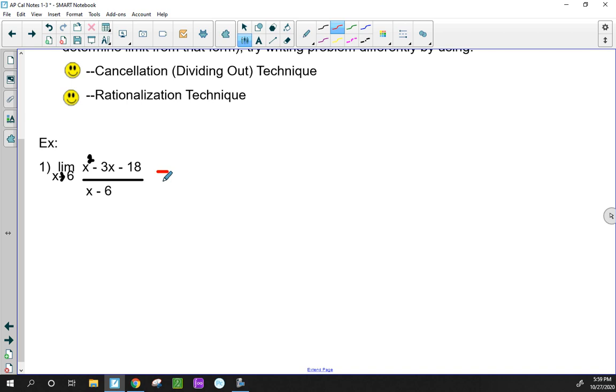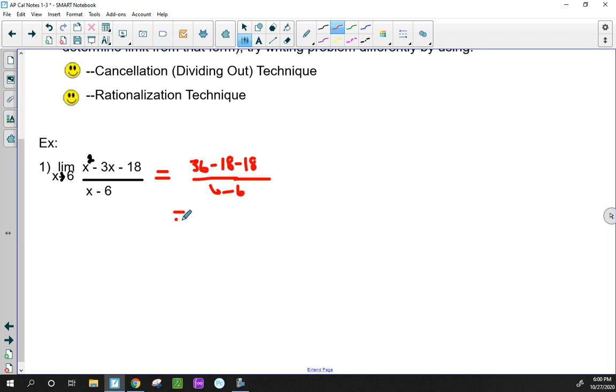Well, first thought might be, let's just try to substitute 6 in there. 6 squared minus 3 times 6 minus 18. Let's see, 6 squared is 36, minus 3 times 6 is 18. Kind of moving ahead here a little bit, but I really make sure you write all your steps down. And the denominator is going to be 6 minus 6.